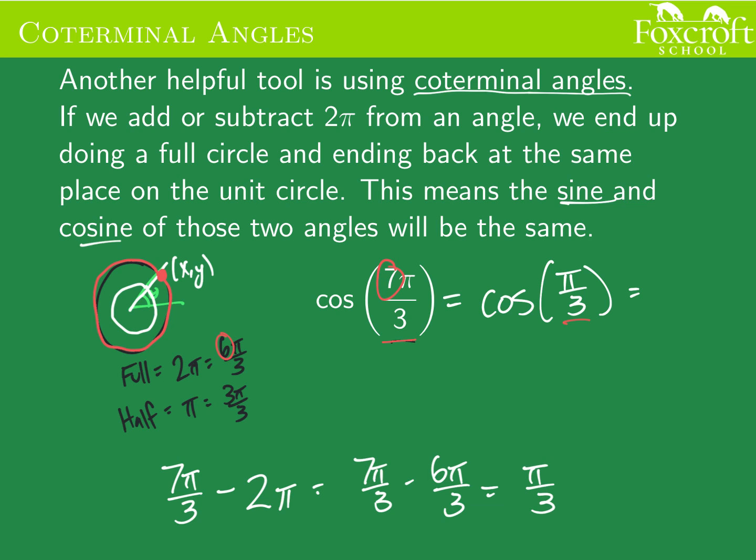Sometimes you have to use reference angles at some point. This one we just get lucky. We can use the chart, and our answer is 1/2. So if the angle's bigger than 2 pi or negative, generally I just move it until it is between 0 and 2 pi, and then do all my reference angle or chart type thing.